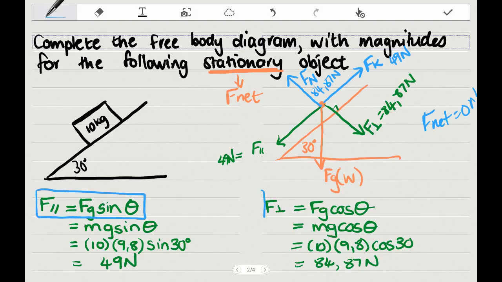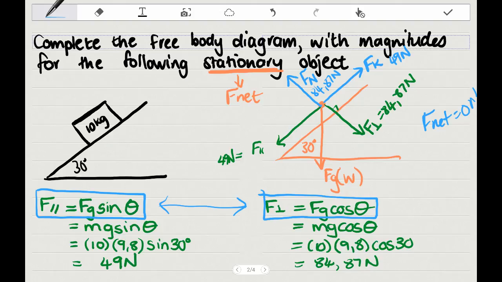If you would like to know how you get these formulas, well, it's applying trig. This works out to a right angle triangle, and it's just applying trig and using your normal opposite over hypotenuse and adjacent over hypotenuse. But you can learn the formulas. That should be good enough.